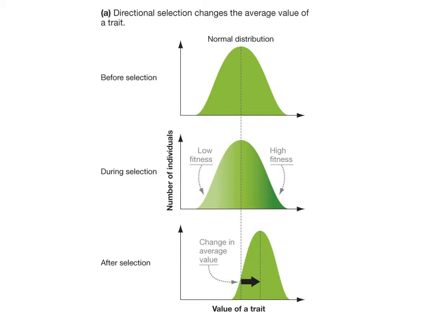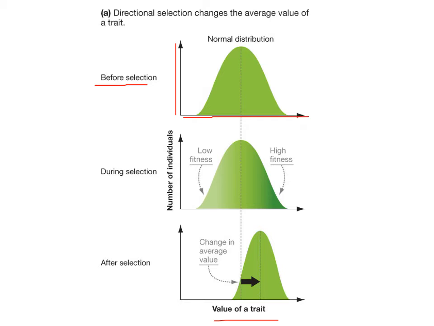So here's what I mean when I'm talking about directional selection. Directional selection changes the average value of a trait through time. It's evolution, right? So on the x-axis of this top graph, we have the value of a trait. You can see that term right down here. And this particular graph describes the phenotypic distribution of a population before selection has occurred. So this might be the frequency of individuals of different heights.